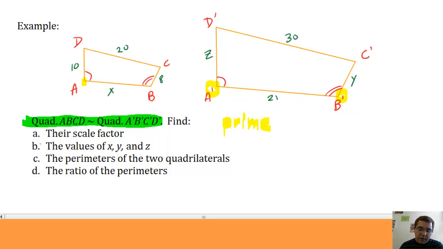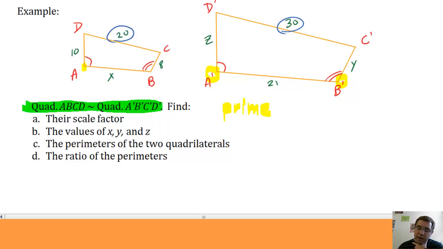We want to find their scale factor, the values of x, y, and z, the perimeters of the two quadrilaterals, and then the ratios of the perimeters. So first, how do we find the scale factor? Well, we need to take a pair of corresponding sides for which we know both lengths. The only corresponding sides that we know both lengths for are this 20 and 30 here. All the other pairs we have a variable, so that's not going to give us the scale factor.